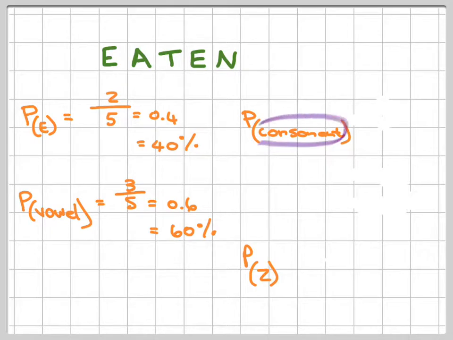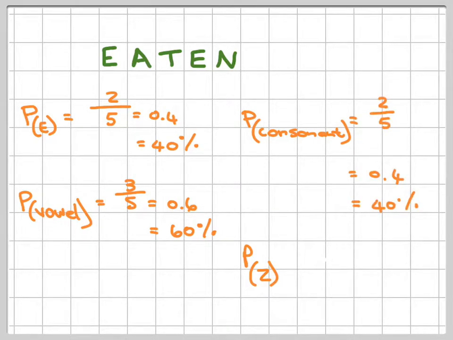What's the possibility of a consonant? In other words, not a vowel. We have 2 of them. So that would be 2 out of 5, and that would become 40%. What is the possibility of a Z up there? Absolutely nothing. Okay.